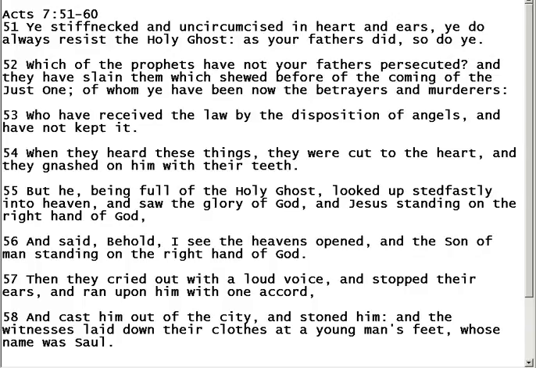Now the Jews had finally done it. Total rejection. They rejected all three persons of the Trinity: the Father, the Son, and the Holy Ghost.